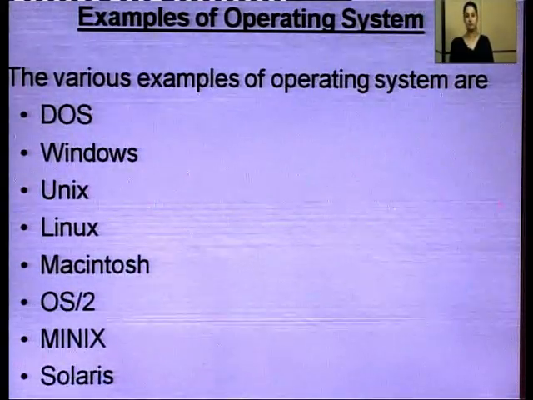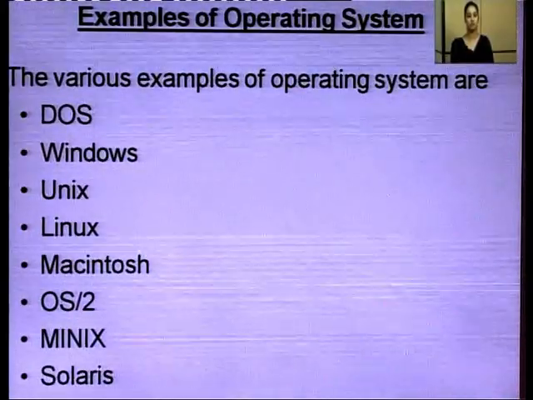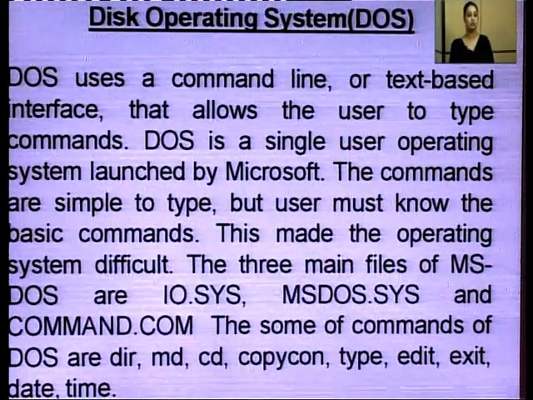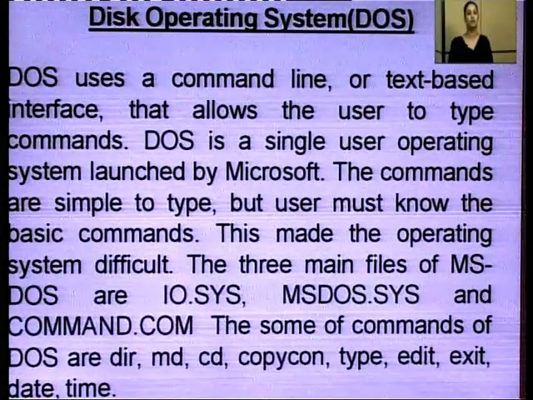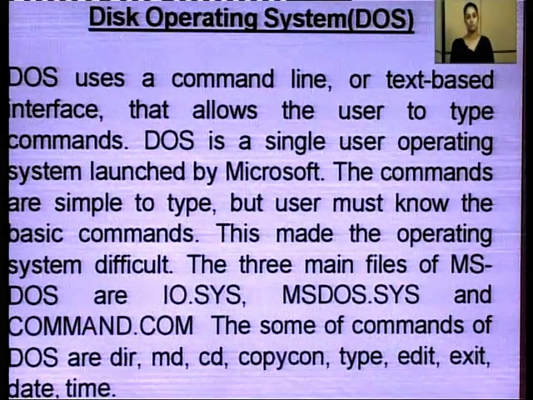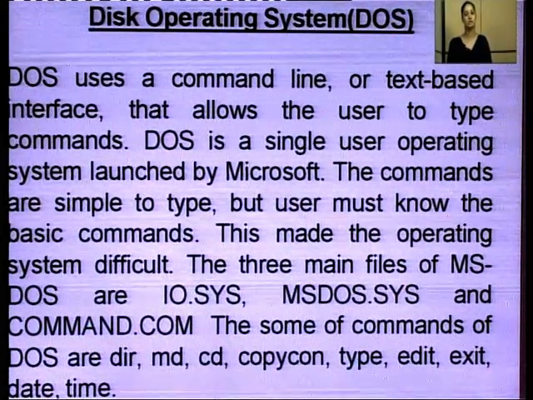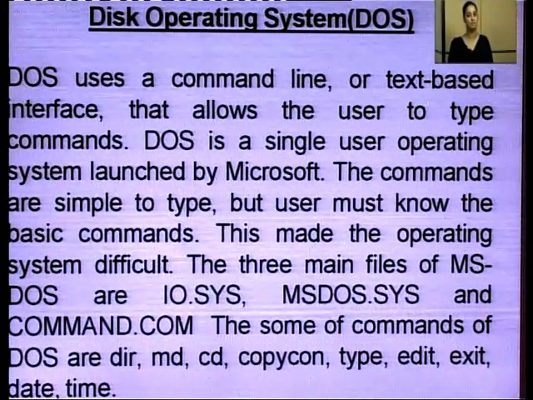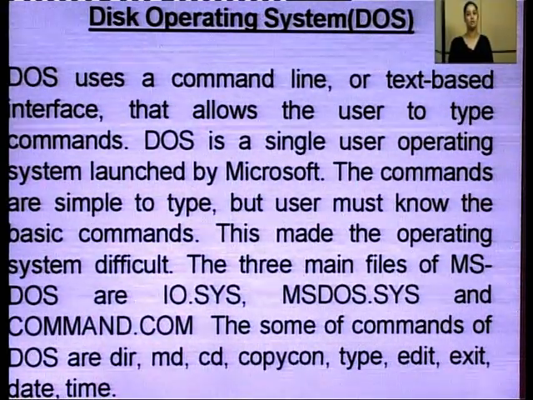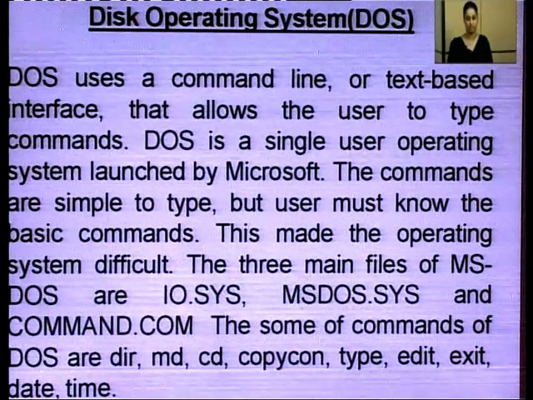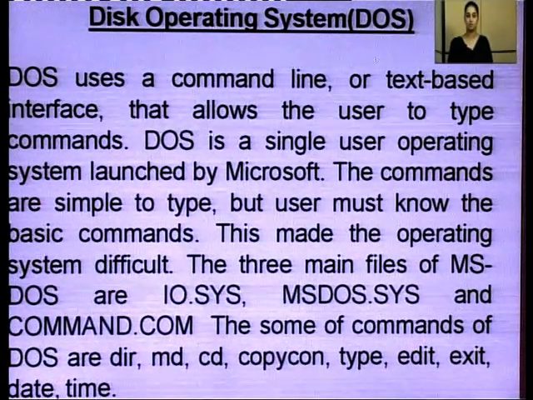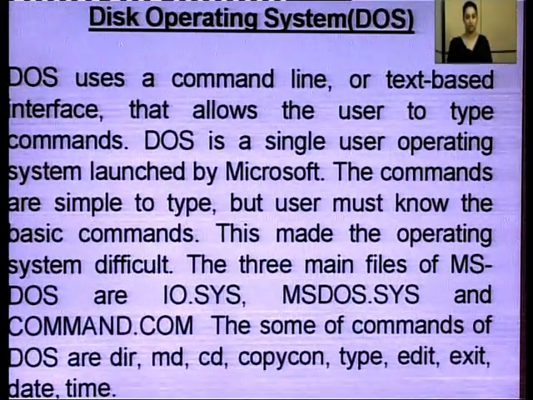Now some of the operating systems which we generally use are discussed here. First one is DOS. DOS is the first operating system launched by Microsoft, and it's a command line operating system with a text based interface, where a user has to type commands. The user has to type various commands to operate on DOS.